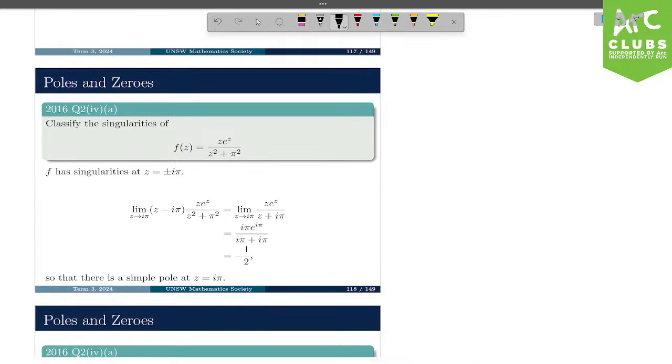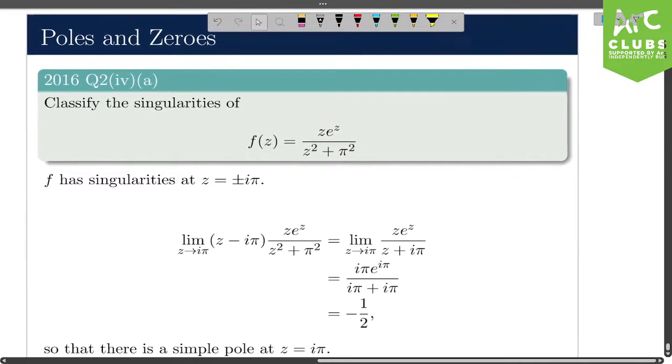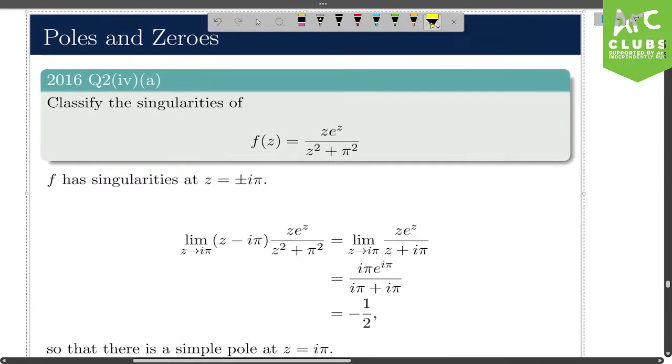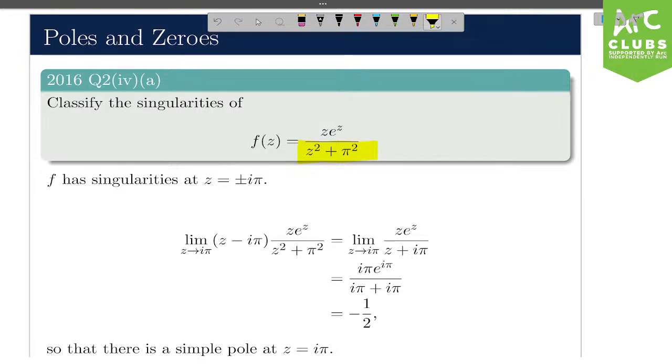So 2016, question 2.4a. Classify the singularities. Remember, there's removable, there is a pole of a certain order, and then there is essential. We already told you we're not going to be dealing with essential, so 50-50. Two poles given by the denominator must be plus and minus iπ, just because we're squaring to a positive number. And now we just consider the limits.